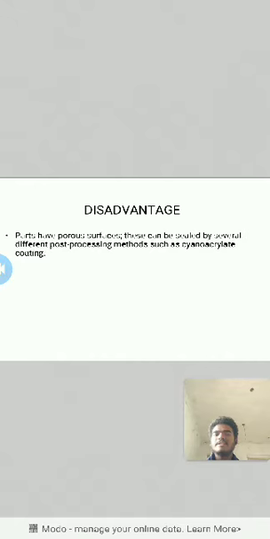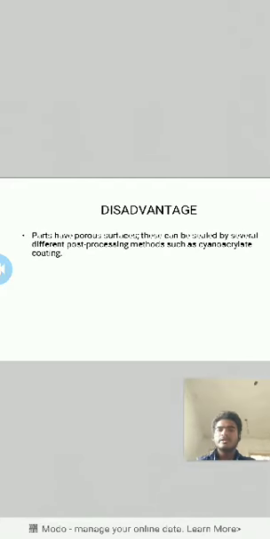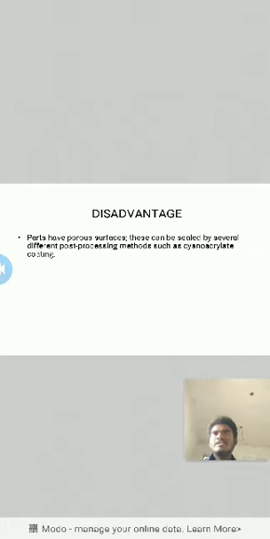Disadvantage of SLS technology: SLS technology is not suitable for certain coatings.